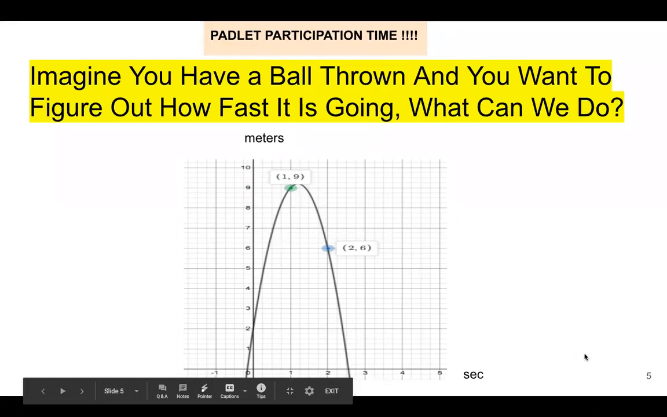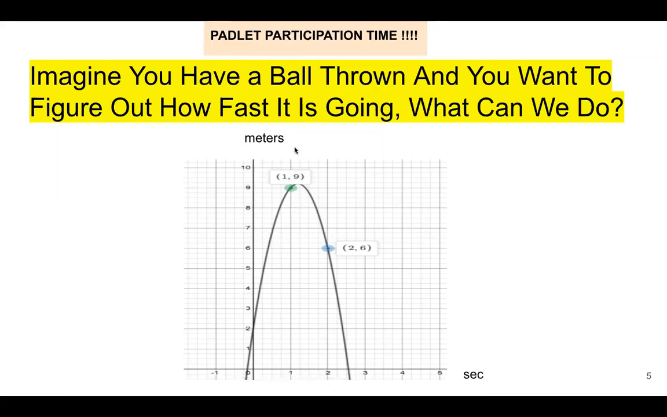Another thing I want to point out is in this graph, the time is in seconds. Down here you see seconds. And then the height of the ball, let's say it's meters. It's labeled right here. And I want you to think about this question. Imagine you have a ball and you want to figure out how fast it's going.